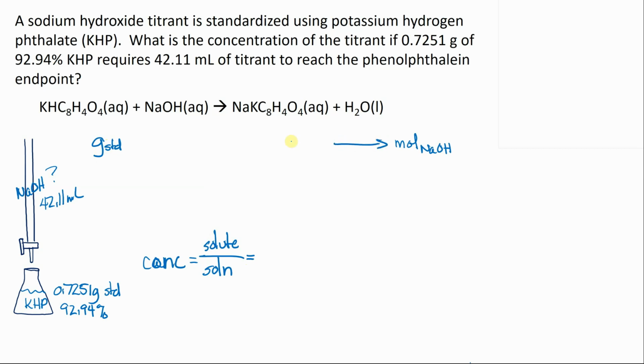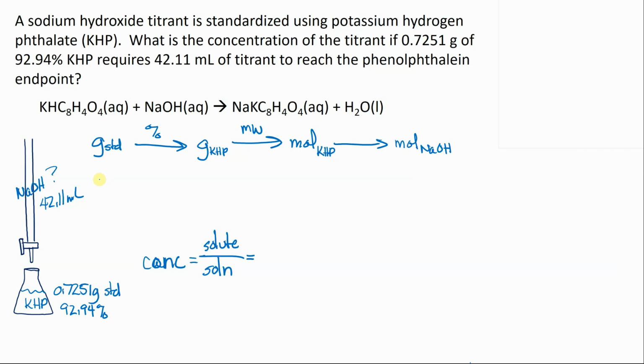Anytime you're looking at two chemicals, you should be thinking that you're going to use a mole-to-mole conversion. So I'm going to take the moles of KHP and use the balanced chemical equation to change that to the moles of sodium hydroxide. And then we're left with connecting the grams of standard to moles of KHP. And the little trick here that might be easy to overlook is the molecular weight will let us get from grams of KHP to moles of KHP, but we need to use the mass percent, the purity, to get from the grams of standard to the grams of KHP.